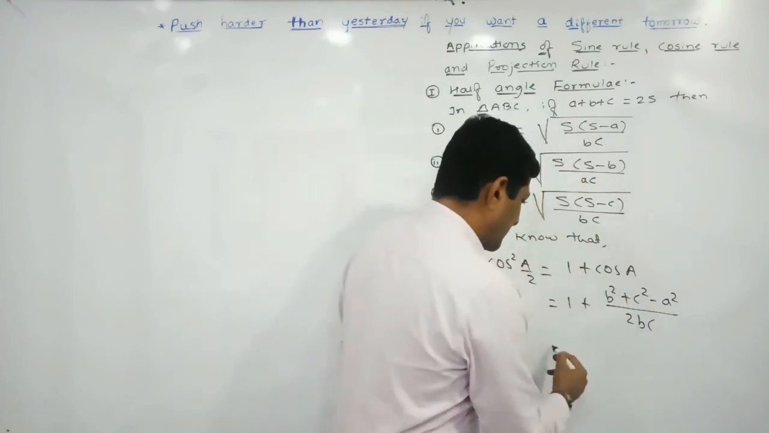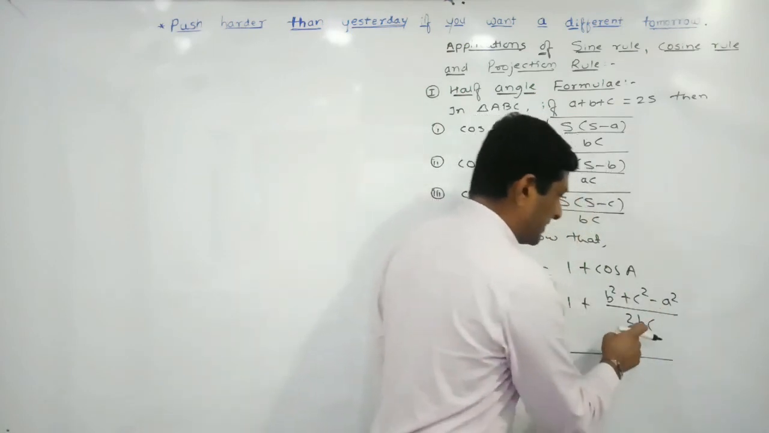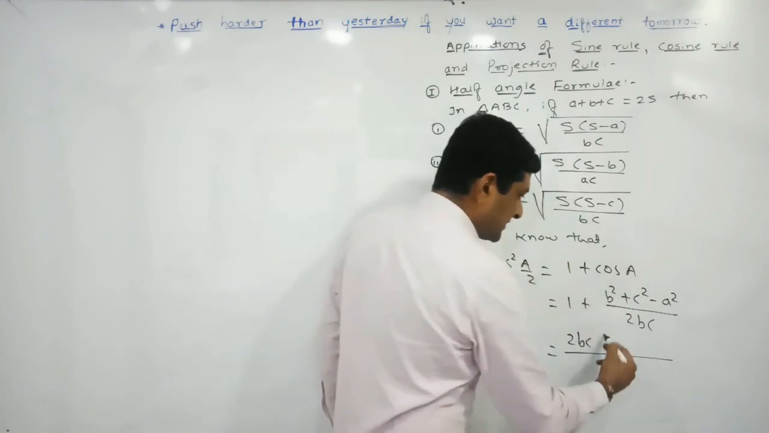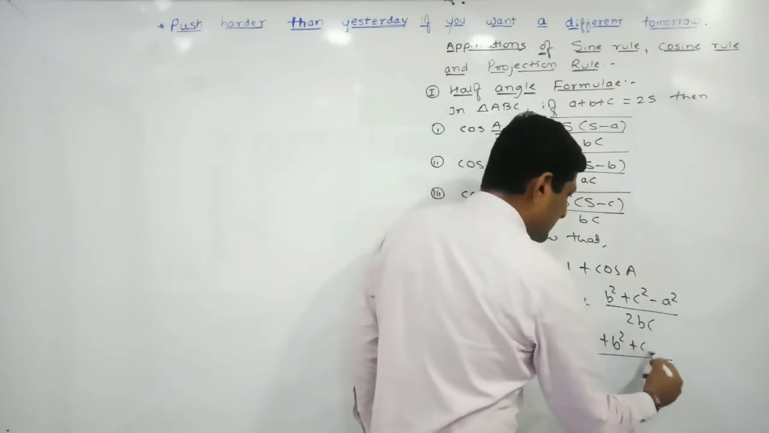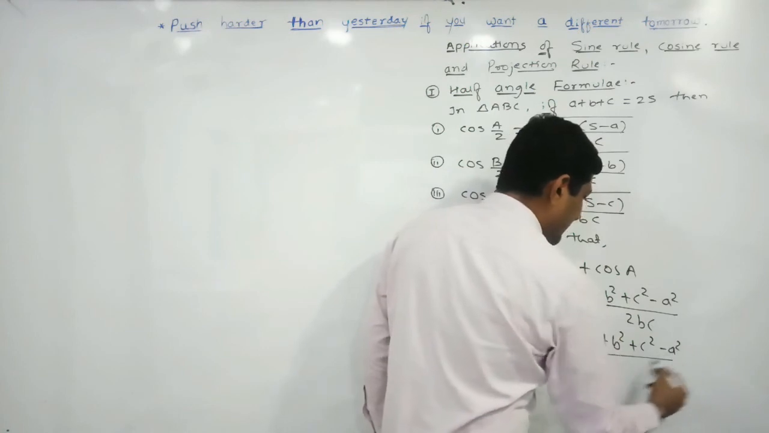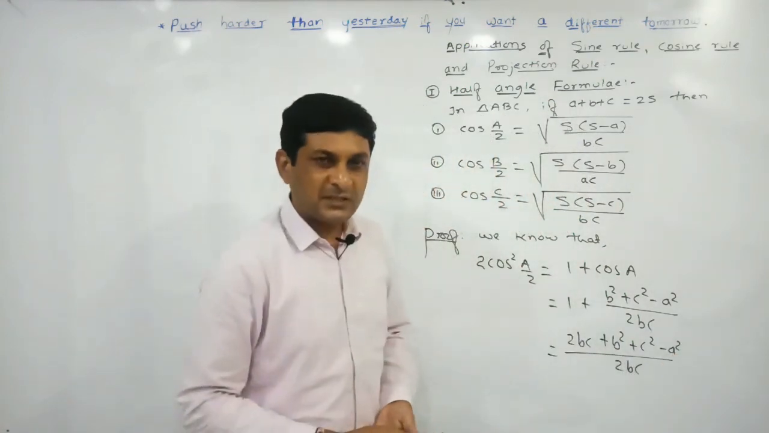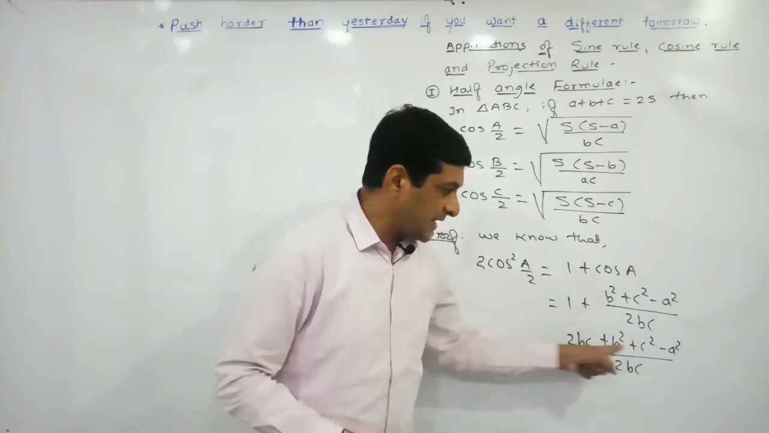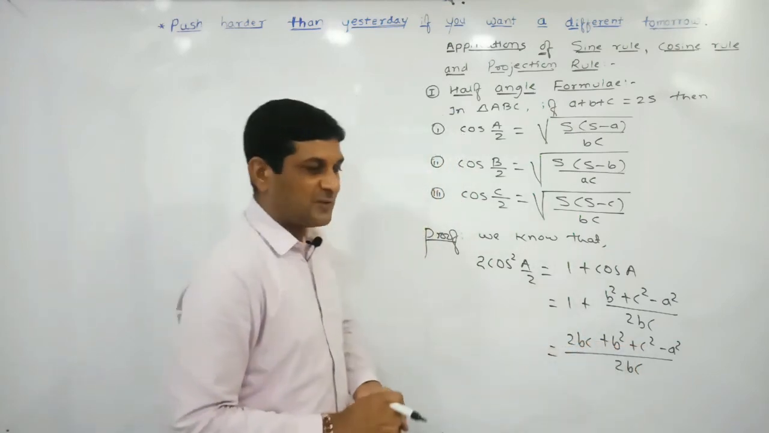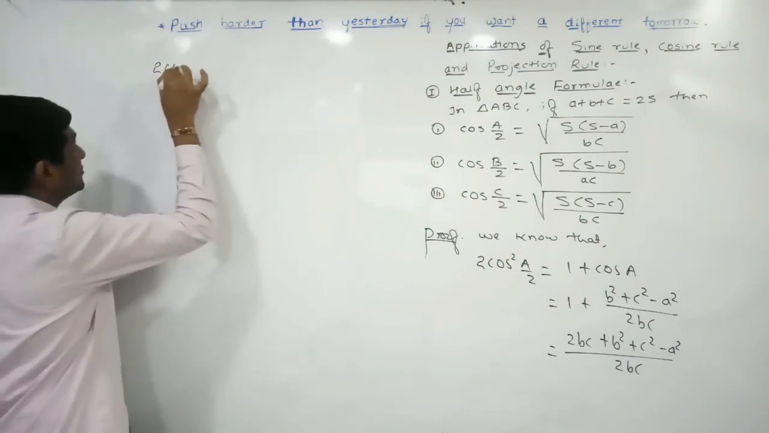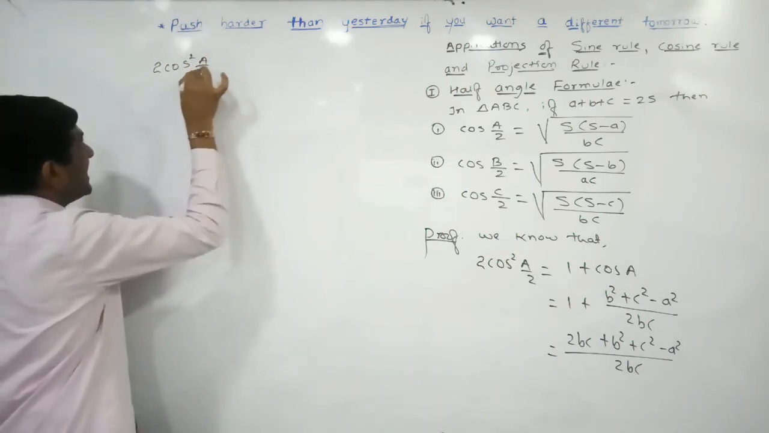Now take the cross multiplication. Let us see what we will get here. 2bc will get multiplied here, so 2bc plus b square plus c square minus a square upon 2bc. Now if you observe the first 3 terms here, can I say that it is the value of b plus c whole bracket square? So keep the left hand side as it is, 2 cos square a by 2.